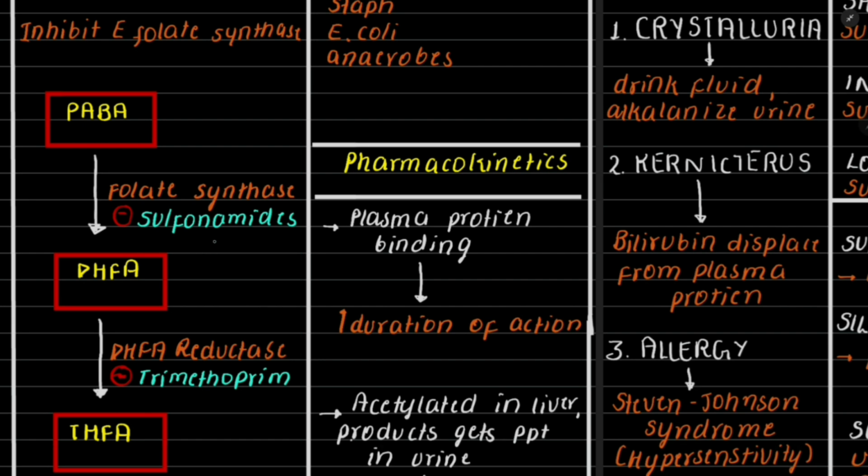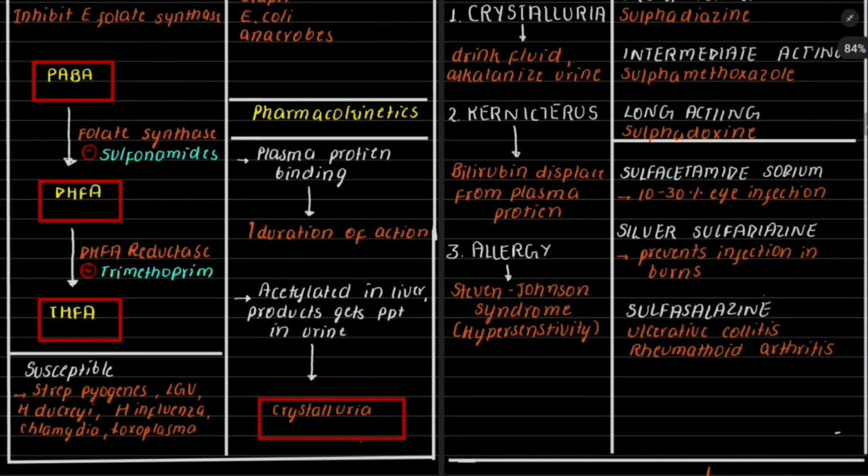By giving sulfonamides to the person, we block the folate synthase enzyme, and thus it is difficult for the bacteria to synthesize tetrahydrofolic acid. Remember, this is the bacterial DNA synthesis that is being affected by administering sulfonamides. Now you must be looking at this other drug, trimethoprim. Trimethoprim is a drug which inhibits DHFA reductase enzyme. We will talk about trimethoprim later. Let us move on to the susceptible organisms.